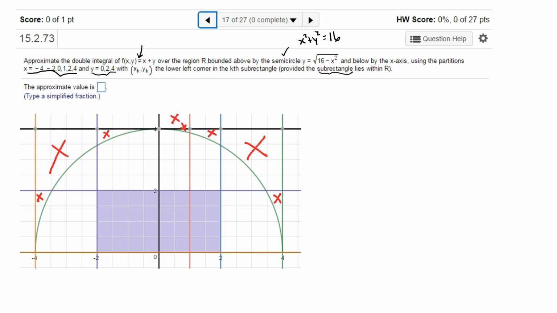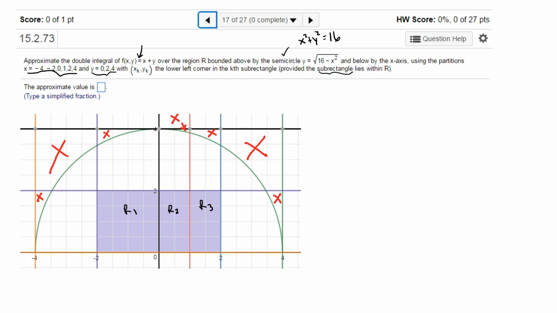we should have 10 different rectangles. There's 5 subdivisions in x and 2 subdivisions in y. But with these 10 different rectangles, 7 of them will not apply because they don't lie entirely within the region R. The ones that are shaded in purple here lie entirely within the region R. So this is rectangle 1, this guy is rectangle 2, and this guy is rectangle 3.